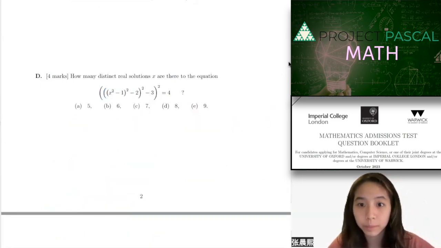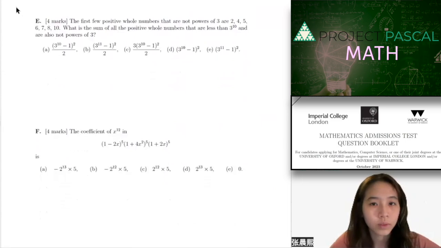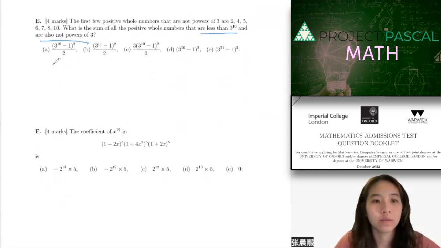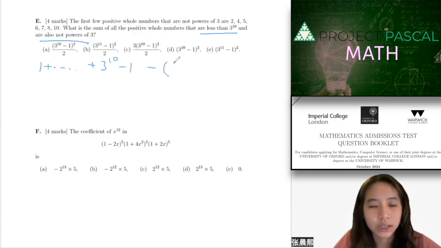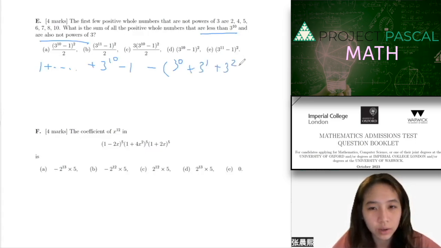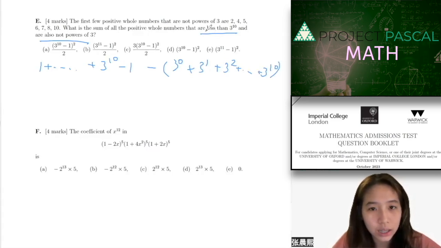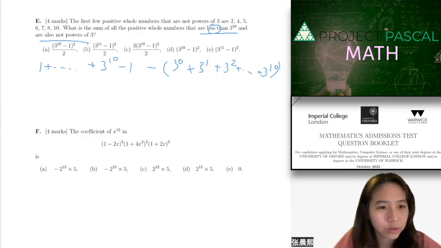Okay, so moving on. Less than 3 to the power of 10, but not powers of 3. So it's 1 plus all the way onto 3 to the power of 10 minus 1, minus 3 plus 3 to the power of 1, 3 to the power of 2, plus 3 to the power of, less than. Well, you don't have to include 3 to the power of 10 here, so it'll be 3 to the power of 9.